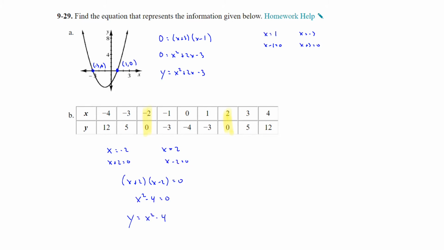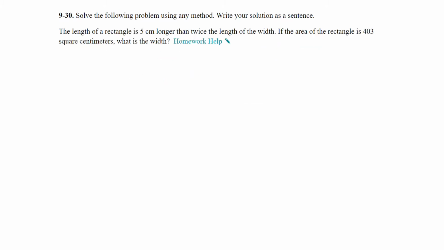And to verify the y-intercept I was talking about earlier, remember, when you plug in 0, this would be 0 squared minus 4, we get negative 4. So we can verify that the y-intercept is correct. But here's your equation for the given table.